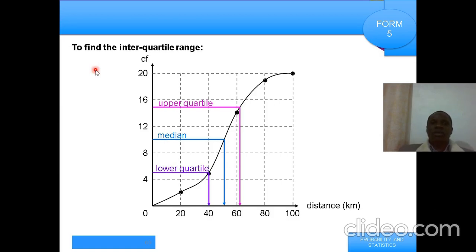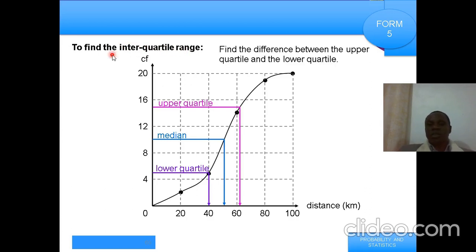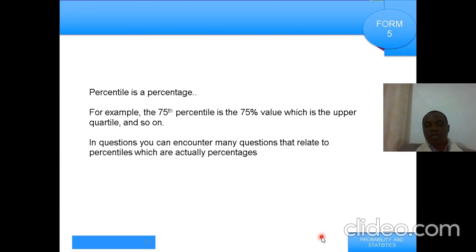Then we also have what is called the interquartile range. The interquartile range is basically the difference between the upper quartile and the lower quartile. If you want to find that difference, look below here. The interquartile range is the distance between 62, which we got for the upper quartile, and 40, which we got for the lower quartile. Subtract them, then you get 22. This is the interquartile range. It's also called IQR. All right, there we go.